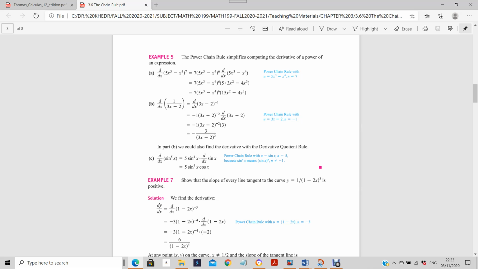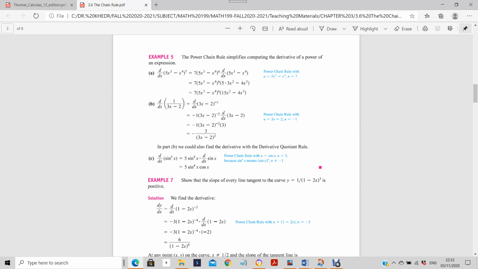And then this function has a derivative of 5 times 3x squared minus 4x to the power of 3. And then you just need to rearrange the terms by multiplying 5 and 3, we will get 15, okay?